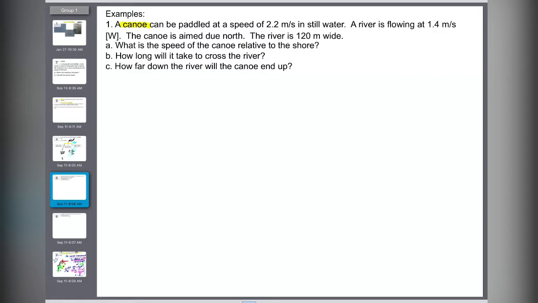A canoe can paddle at a speed of 2.2 meters per second in still water. So this is almost like what we were talking about, like almost like the airspeed. So when there is no water, this is how strong the paddle is. Then there's a river at 1.4 meters per second flowing towards the west direction. The canoe is aiming north. The river is 120 meters wide. Okay, so just imagine the northeast southwest. Canoe is going north. The river current is going to the west direction.